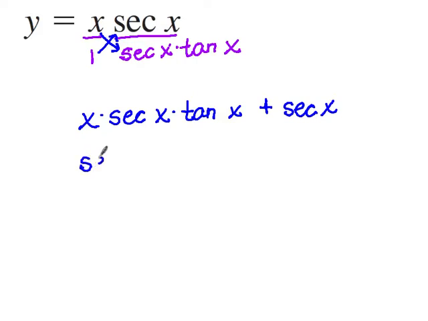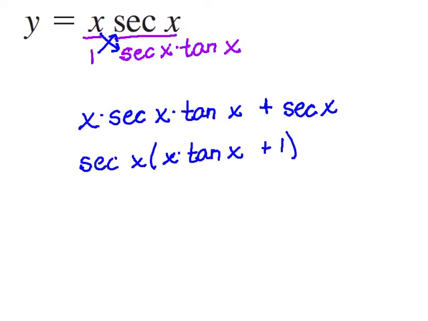I don't know if it's going to lead me anywhere. If I factor out a secant x, I get secant x times the quantity x tangent x plus 1, and I can't reduce that down any. So either of those is acceptable. Okay? Doesn't matter which one. So pretty straightforward.